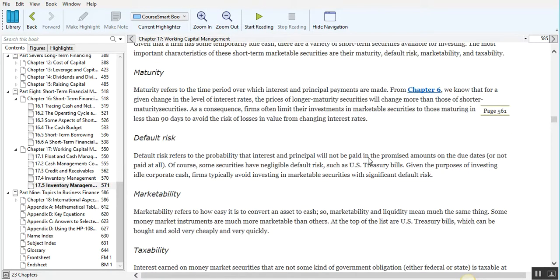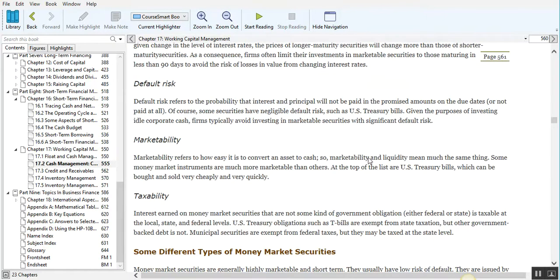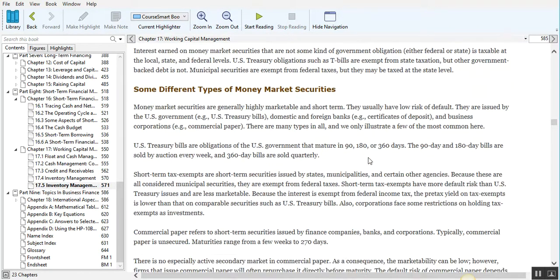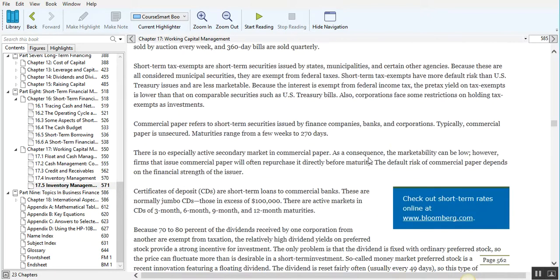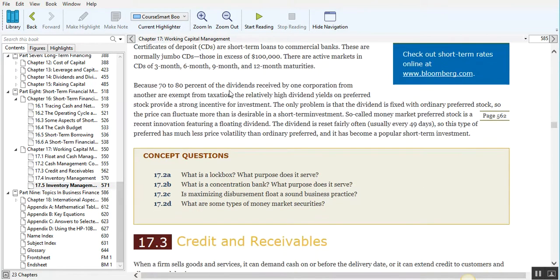They talk about short-term securities here, and they talk about the maturity or time period where you're actually going to have that invested. What kind of default risk is there? Are they marketable and are they taxable? There are different kinds of money market certificates you can get. So they look at that here and they talk about them here.